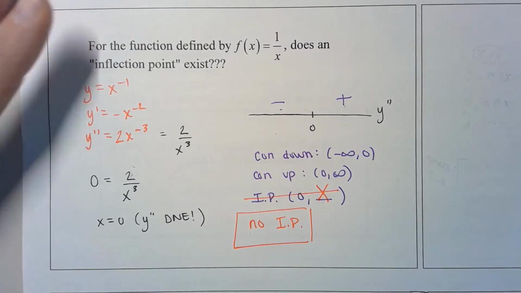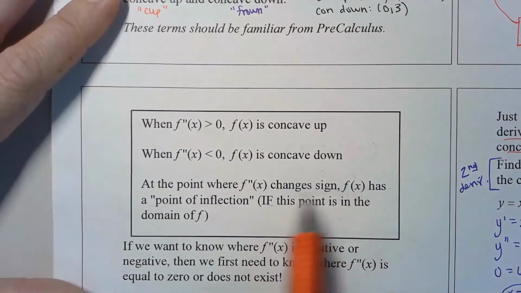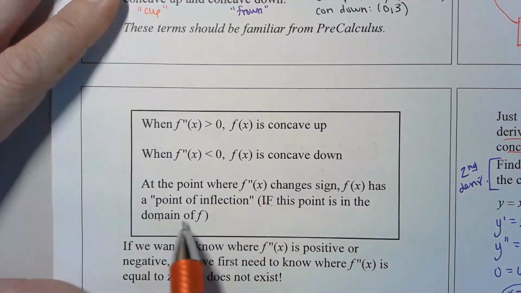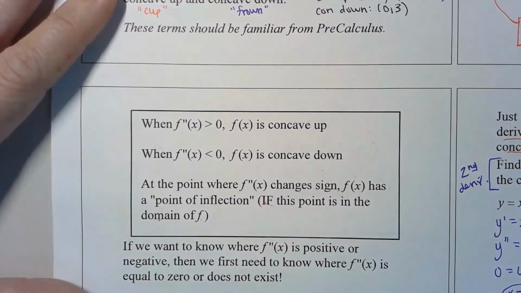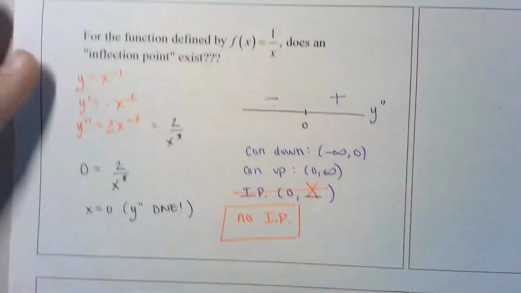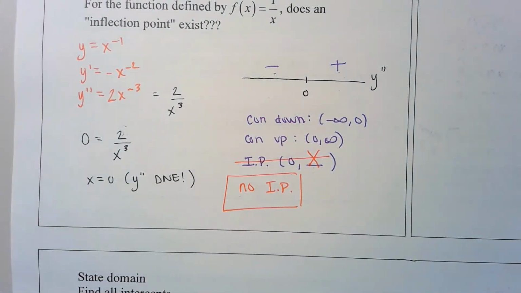And by the way, I'm going to flip our notes back over. That's what I was referencing right here. When f double prime changes sign, we have an inflection point if this point is in the domain of f. That's the problem we ran into. 0 was not in our domain. It was still an important place for us to look at because we changed concavity. It's just there's no point there. So there are times where we will change concavity and not have an inflection point.